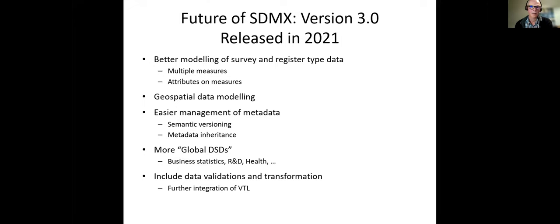SDMX version 3 has just been released last year. We aim to provide a better way of modeling survey and register type data, with multiple measures and attributes on measures, and some other things in the standard enable that. It also offers geospatial data modeling and easier management of metadata, etc. Please have a look at that if you're interested.